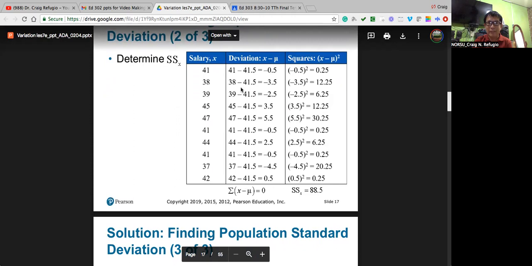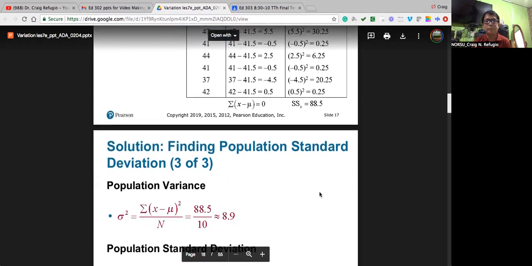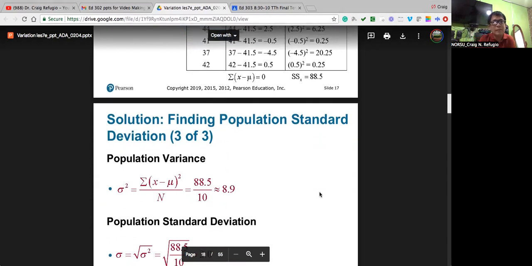You're going to get the sum of the second column, which we call the summation of x minus mu, equals 0. And SS sub x is the total of the last column, the sum of all the values of the quantity x minus mu to the second. And that's 88.5. While watching, you can get your calculator and verify the values found in the table that we are looking at now.